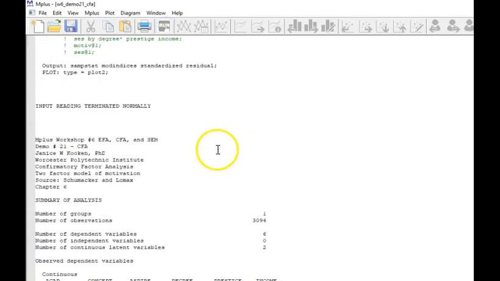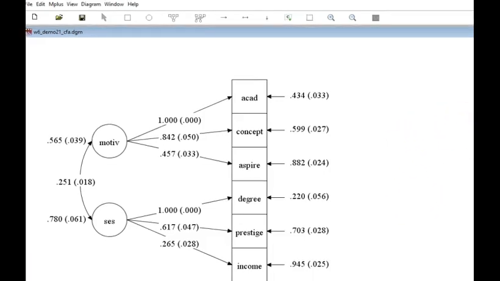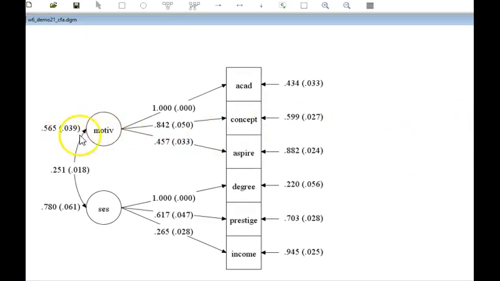Here we go. And actually, the first thing I want to show you is the diagram. So here, let me move this a little bit. Here you go. So you can see then that the first indicator for motivation was academic, and so it has a factor loading of 1. That is not estimated. That is actually constrained to 1. So that is not anything that's calculated in the model. That's the starting point. And then compared to that, the other two loadings are .842 and .457. And then for SES, degree is constrained to 1, and then prestige has a loading of .617 and .265.